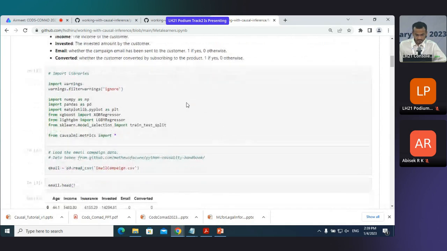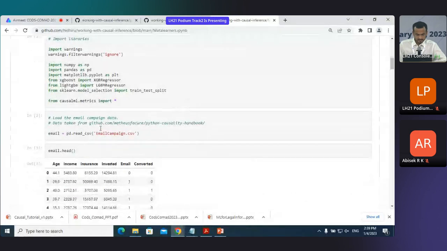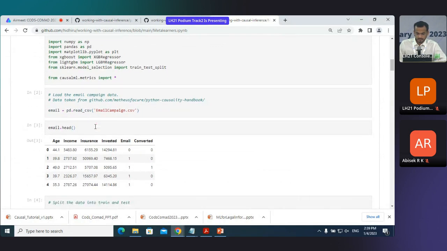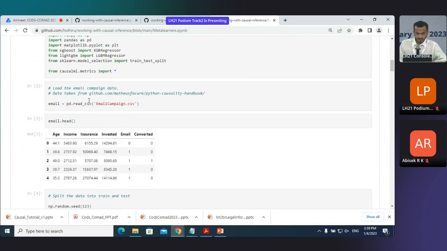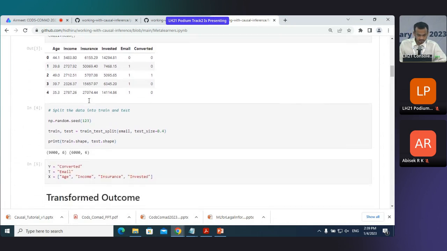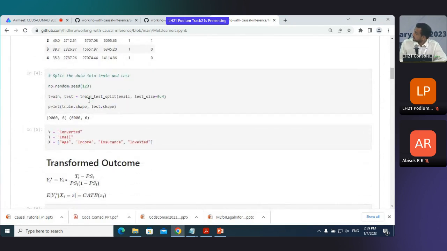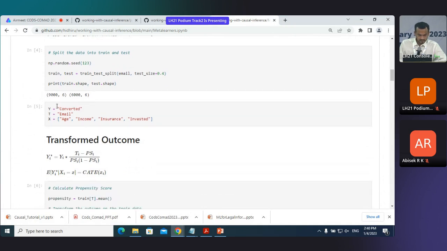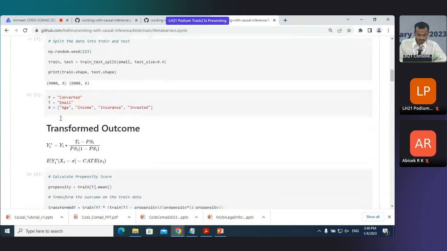So we import the necessary libraries. And the data is taken from this source. This is a causal inference book, called Causal Inference for the Brave and True. It's a good book to get started with causal inference. The resource is kept here. So we read the data, then split the data into train and test. Hope this is visible to everyone. Then we assign labels: converted, which is the outcome, the email, which is the treatment, and the confounders age, income, insurance, and invested, which are the X's. X is the confounders.